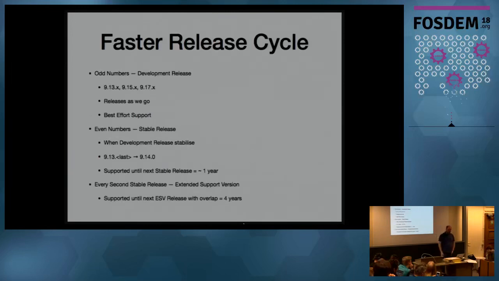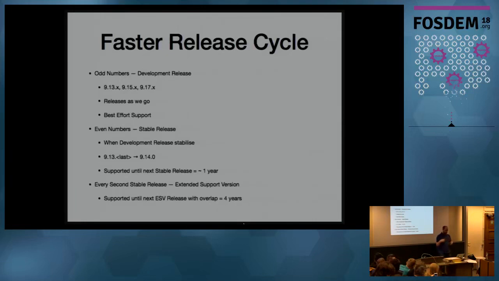Again, the faster release cycle. This is something we decided already. So the odd numbers will be the development releases, and they will be released as we go and as needed. So 9.14, 9.15, 9.17 will be the development releases. This is similar to what Nginx does. And the support for those releases will be best effort. So if you report a bug, we will fix it in the Git and release it in the next cycle. That might be monthly, that might be quarterly, depending on the severity of the bugs in those releases.